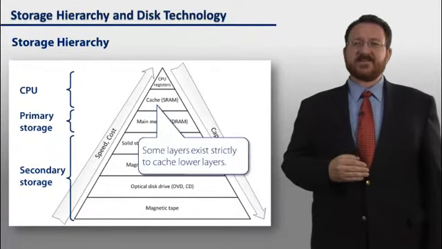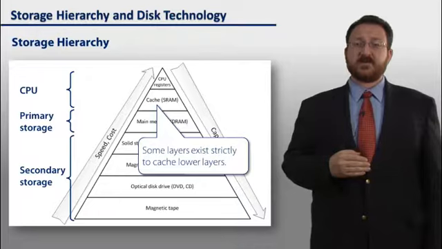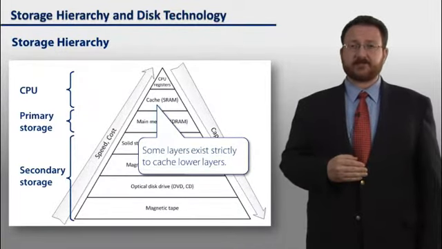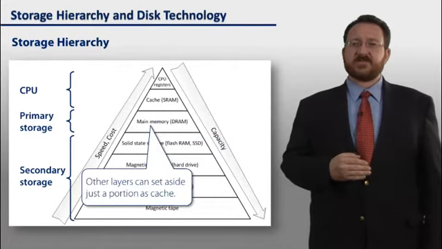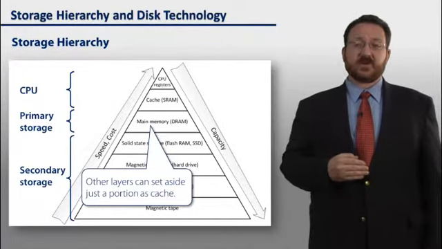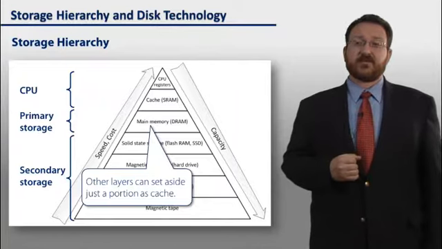Some of these layers exist strictly to cache lower layers. So, for instance, the static RAM that exists between the CPU and main memory exists only to cache the data below it. Other layers, such as dynamic RAM, can set aside a portion of themselves as cache. So, for example, it's not unusual for an operating system to provide a cache in main memory for the disk.